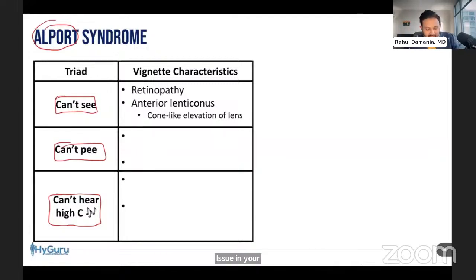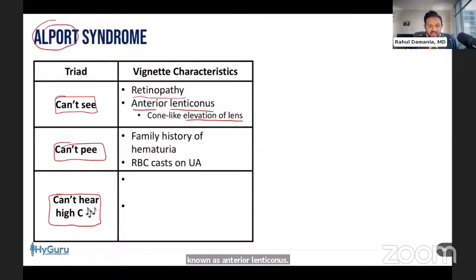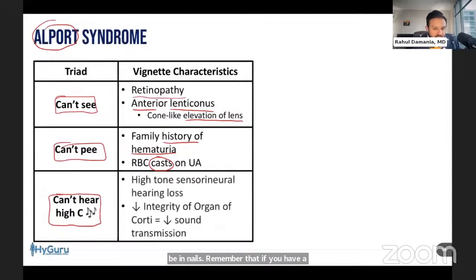So can't see. These patients are going to have retinopathy. These patients can also have an elevation of the lens known as anterior lenticonus. And this is, again, because of bad collagen. Can't pee. Typically in the vignette, they may say history of hematuria. Remember that this is going to be X-linked, so it could be in males. Remember that if you have a glomerulonephritis, you're going to see casts that are red blood cell casts on the urine analysis.